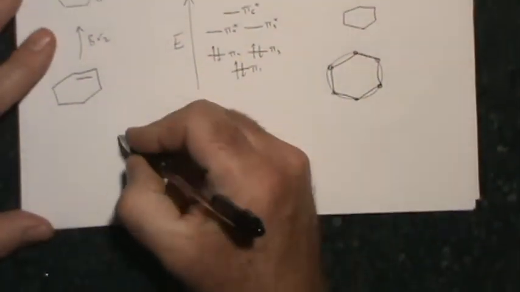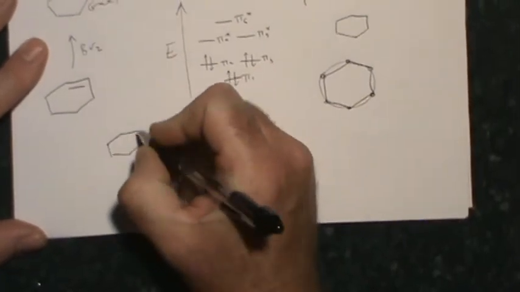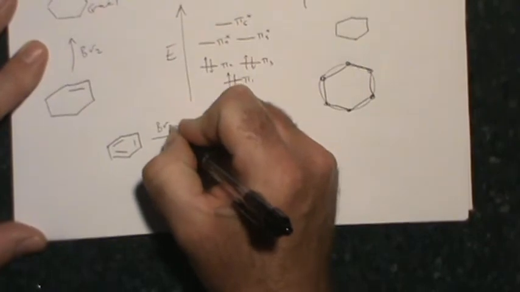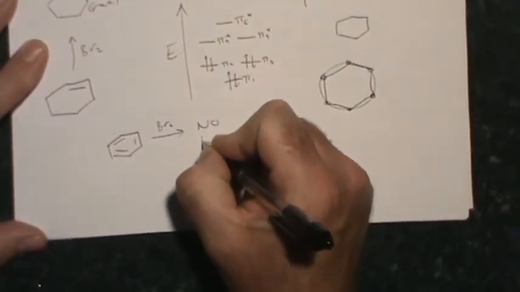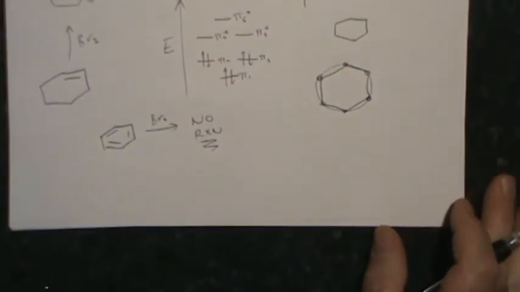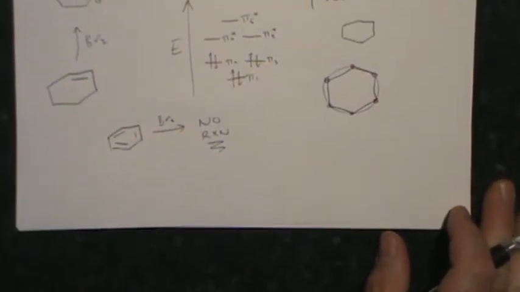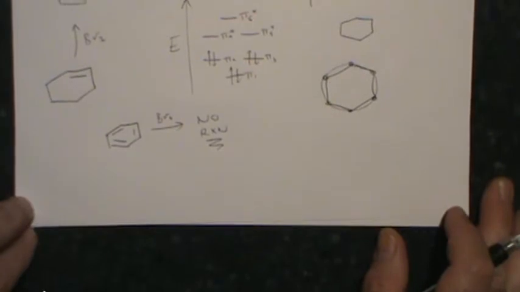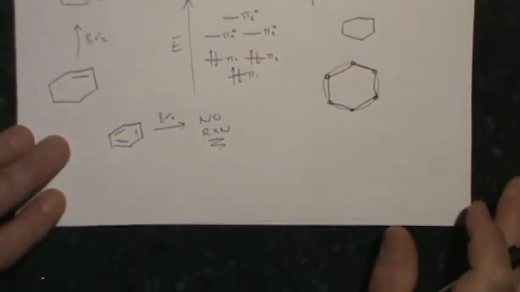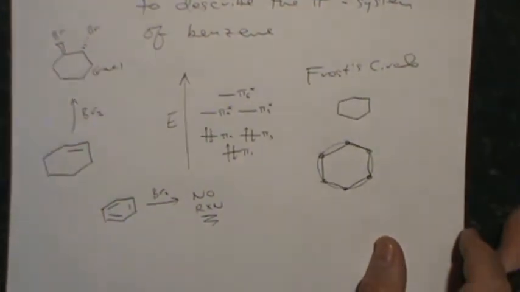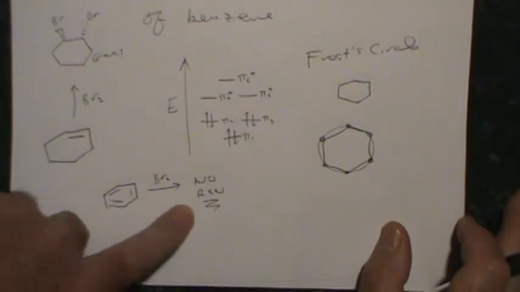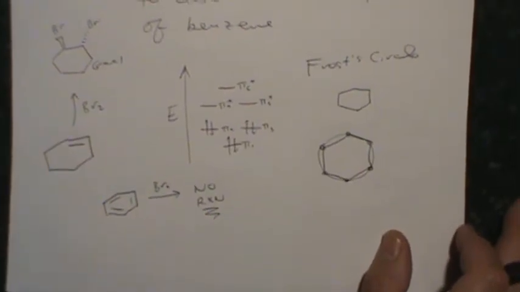If you tried that same experiment, but instead of using cyclohexene, you used benzene, you'd see that there's no reaction. Benzene, despite the fact that it has 3 pi bonds, doesn't react with bromine. Cyclohexene reacts quickly. This reaction would be over at room temperature within a minute. This one doesn't react at all.